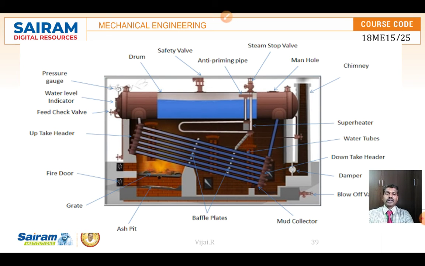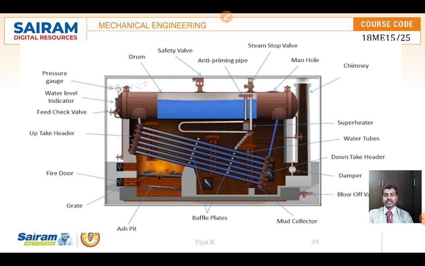As in the case of the Lancashire boiler, here also we have many accessories and mountings, such as the steam stop valve, safety valves, and manholes. These are all the basic things, and the water level indicator and pressure safety valves are useful for improving the efficiency as well as the safety of the boiler.